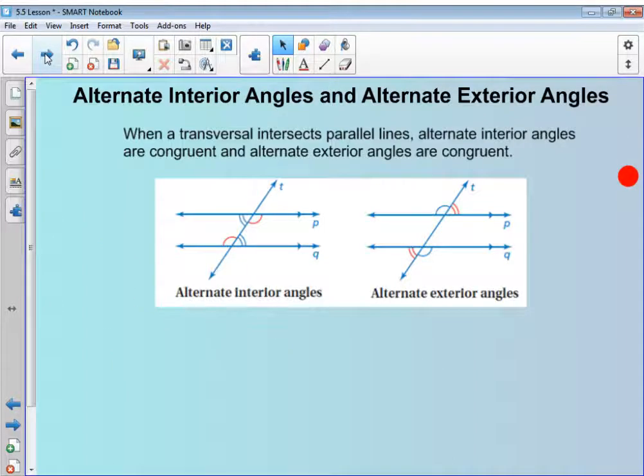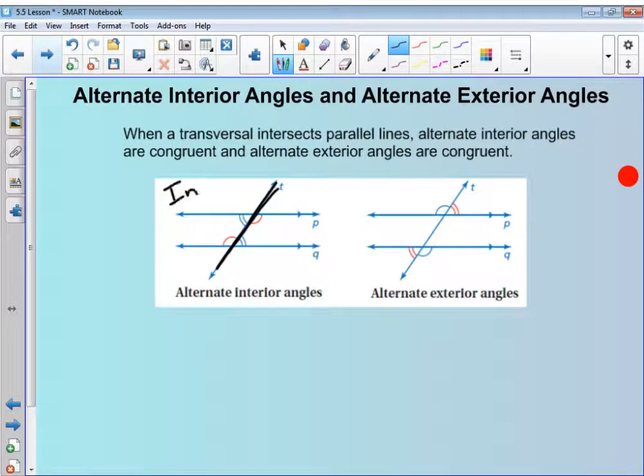Okay, so now the last part of this portion is working with what they call alternate interior and alternate exterior. So we had to understand the concept of the interior and the exterior to be successful for this next part. So when a transversal intersects parallel lines, alternate interior angles are congruent and alternate exterior angles are congruent. So what does that mean? So here's our transversal. Okay, these would be our interior angles that are identified in red and blue there.